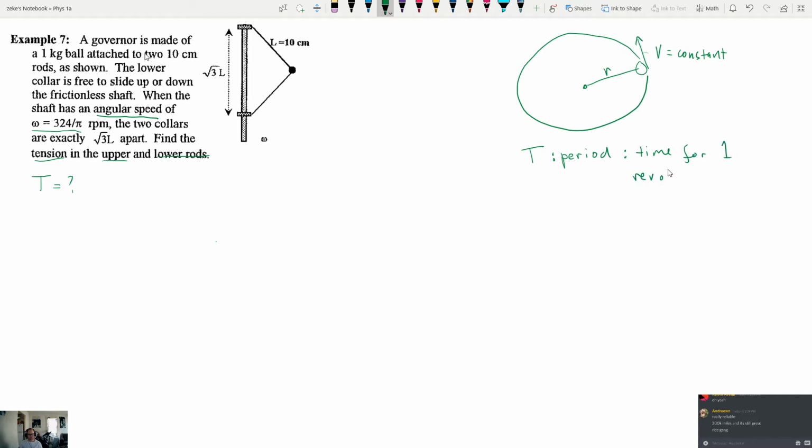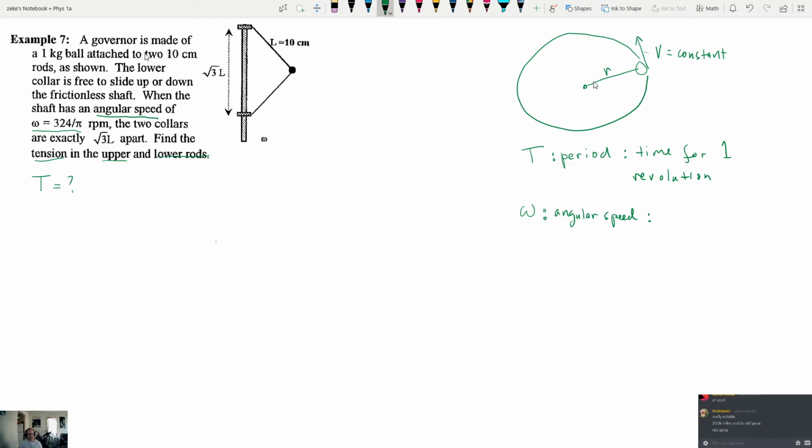And one revolution is all the way around one time. The next thing that we can define is what's called angular speed. And angular speed, we use the symbol omega. Angular speed, sometimes called angular velocity as well, depending on how we're talking about it, is basically the number of radians per second that the object travels through.